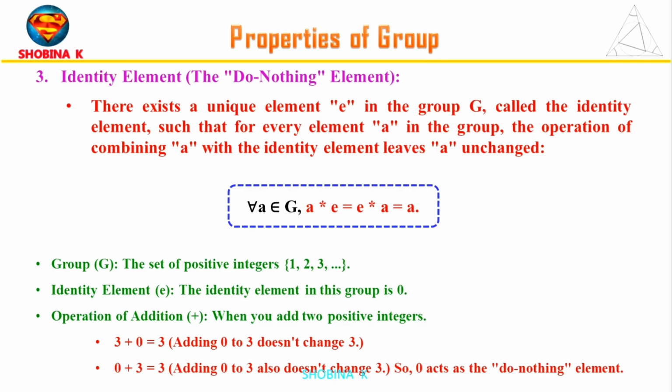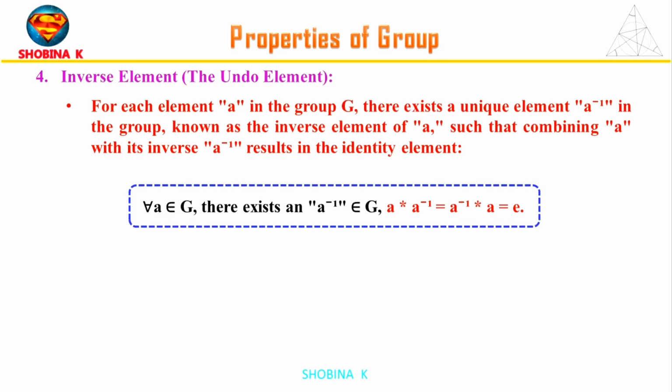And the identity element 0 serves as a do-nothing element. In other words, the identity element serves as a neutral element with respect to the group operation. Next up, we have the inverse element, and this property states that for each element A in the group, there exists a unique element A inverse within the same group, and the combination of A and its inverse results in the identity element of the group.